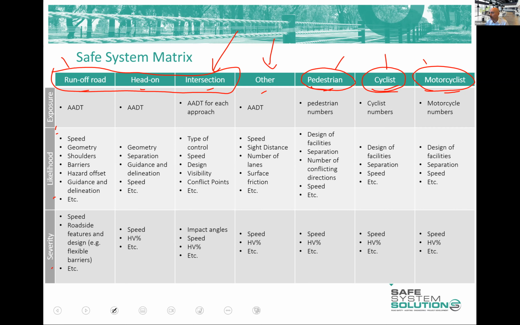Okay. So what I want to do now is go to each of these rows. Let's start with exposure. So we're saying, how many vehicles are exposed to runoff road crashes?